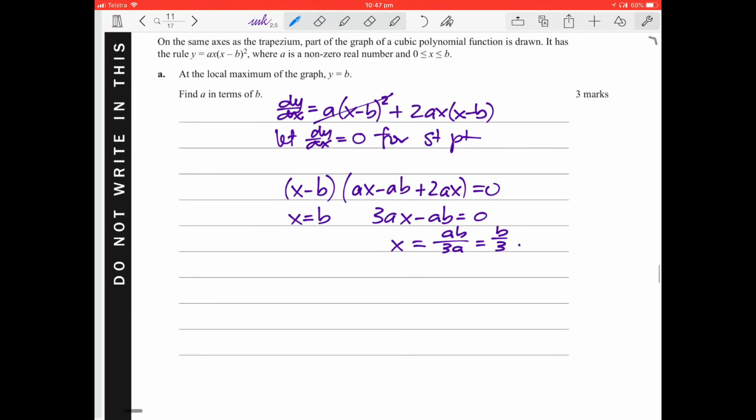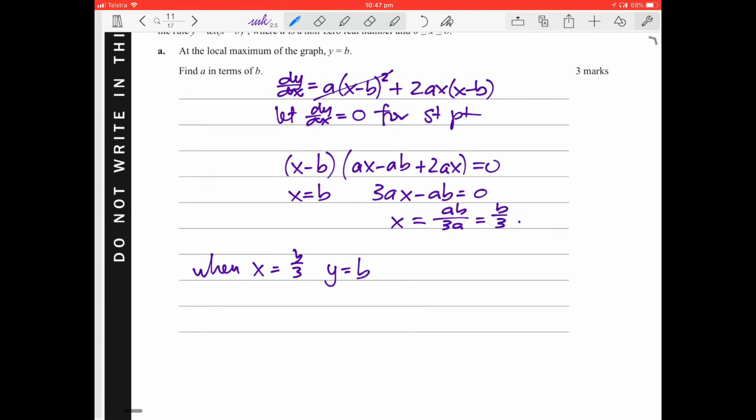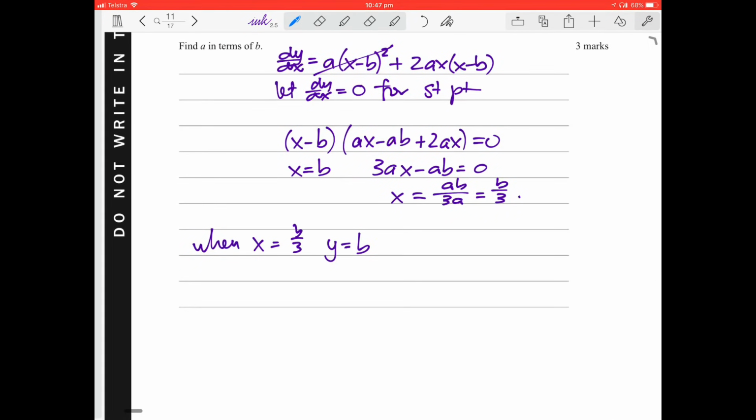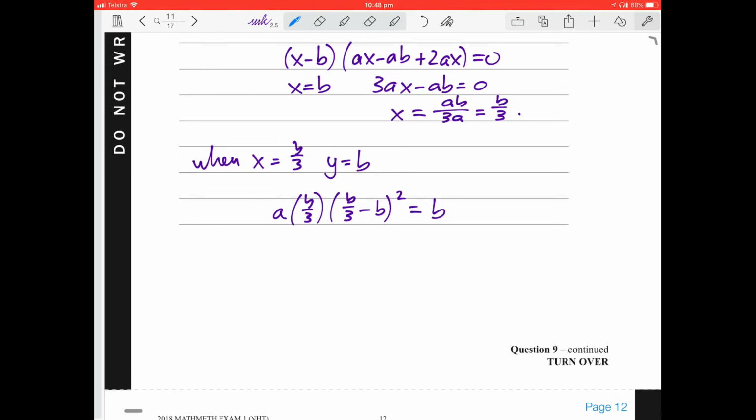Okay, if x equals b on 3, when we sub b on 3 into the original equation, so a times b on 3. So we know when x equals b on 3, y is equal to b. So I can put that into the equation. A times b on 3 times (b on 3 minus b) squared equals b. Okay, so now we've got to clean this up. So a, b on 3, times (b on 3 minus 3b on 3) squared is equal to b.